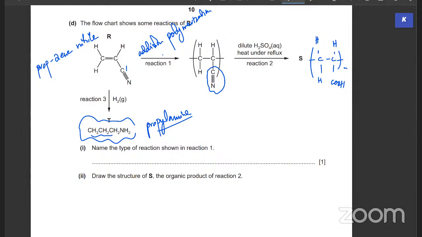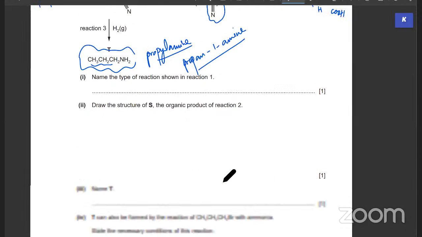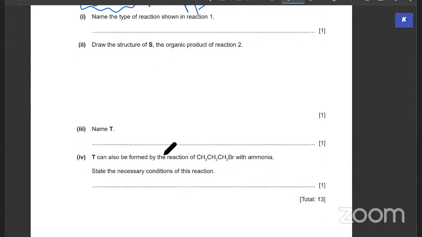Okay, so this one is propane and one amine. So refer to alcohols. Think of it as alcohols. Propanol, propanamine. It's the same thing. You have to give the position as well. Moving on, T can be formed by the reaction of CH3CH2Br with ammonia. State the necessary conditions for that.